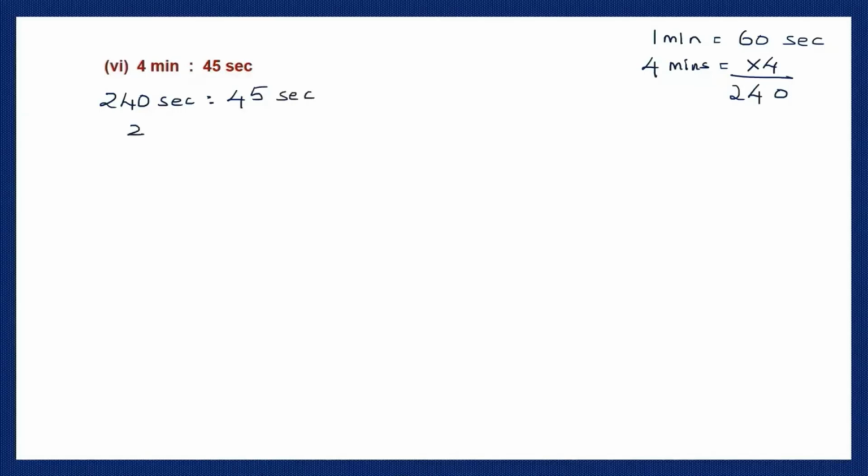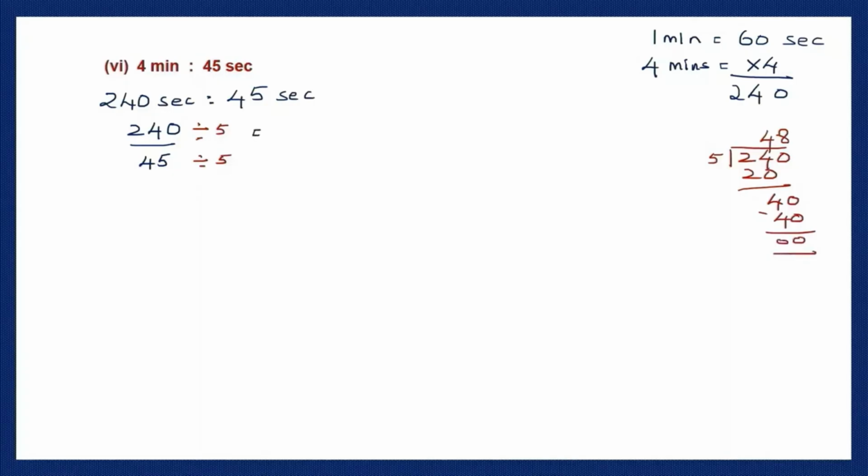So let's write it as a fraction, 240 by 45. Both are divisible by 5. So let's divide it by 5 and see. Divide 240 by 5 and divide 45 also by 5. So let's divide 240 by 5 here. So 5 fours are 20. Then we have 4, I bring down 0. 5 eights are 40. So now I have 48. Okay, so 5 into 48 will give me 240 and 5 nines are 45.